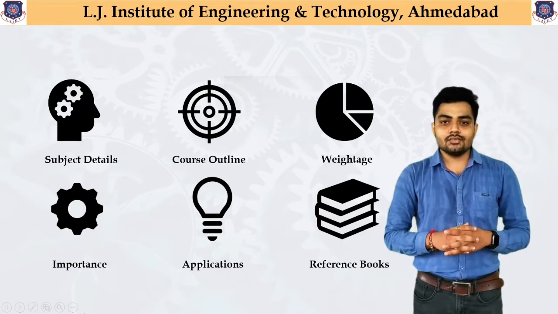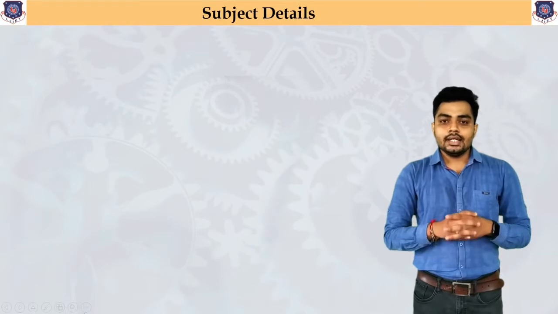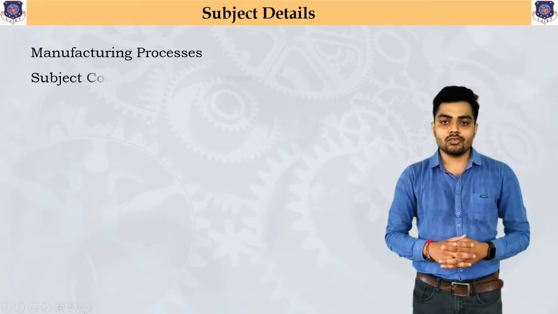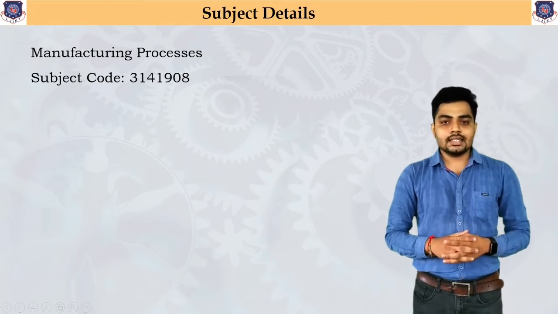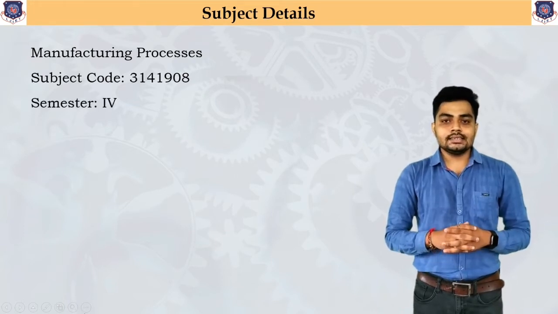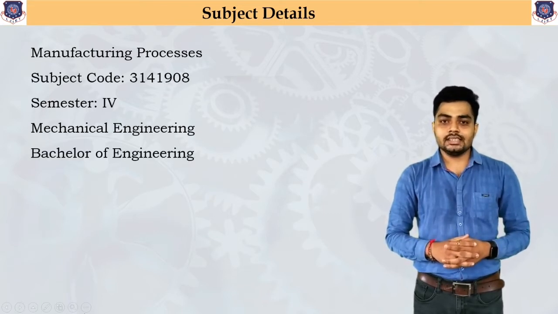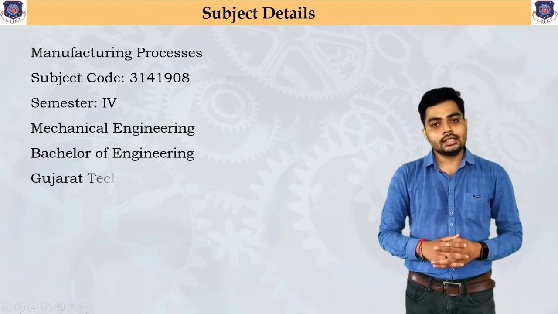So now, let us start with the basic subject details. First, as I told you, it is Manufacturing Processes. Its subject code is 3141908. Its semester is the 4th semester, and this subject comes under the mechanical engineering branch. And this subject is available in Bachelor of Engineering in Gujarat Technological University.